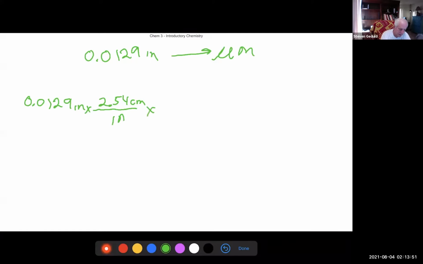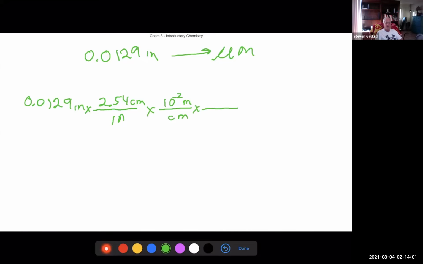Okay. And then we have centimeters on the top, so centimeters have to go on the bottom. And centi is 10 to the minus 2 meters. Okay. Now what has to go on the bottom? Meters has to go on the bottom. And we want to go into micrometers. Micro means 10 to the minus 6.